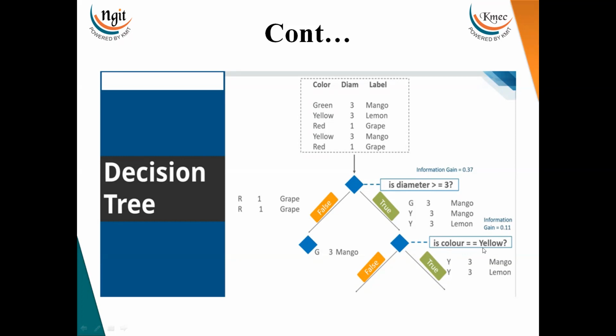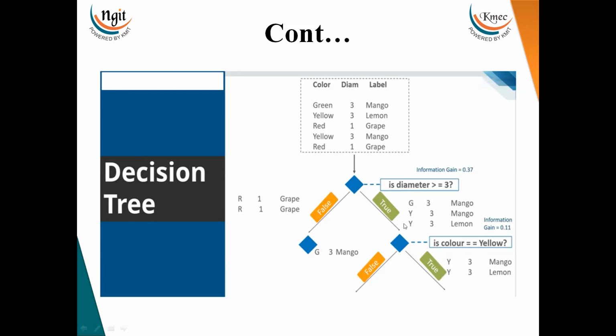If color is yellow, in this case, it's already segregated because it's a grape and its radius is 1. But in the case of mango and lemon, again we have to classify because both are having the same diameter. So I have to look into the color option also. If color is yellow, it is lemon, and if color is green, it is mango. So I'm classifying using this.